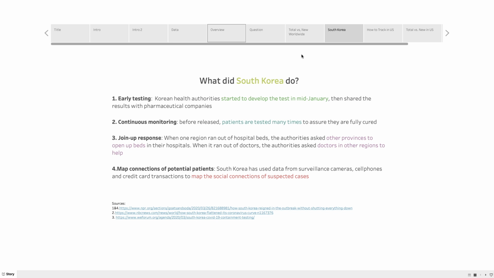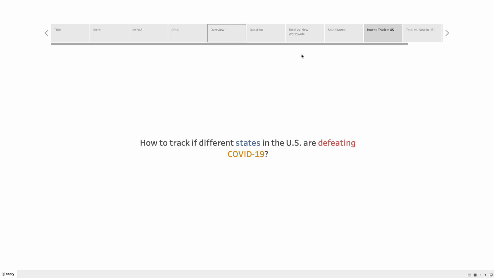And the last thing is mapping connections of potential patients. South Korea has used data from civilian cameras, cell phones, and credit card transactions to map the social connections of suspected cases. So our second question is how to track if different states in the US are defeating COVID-19.